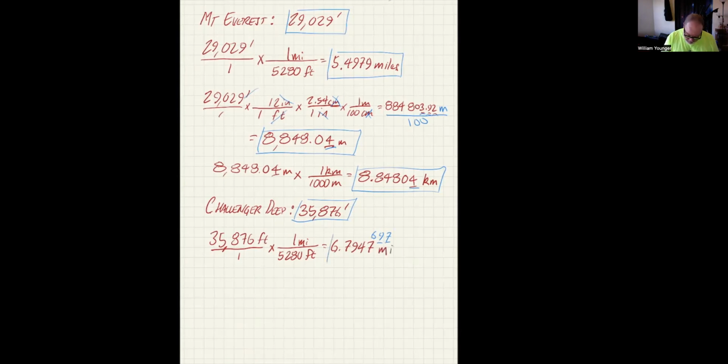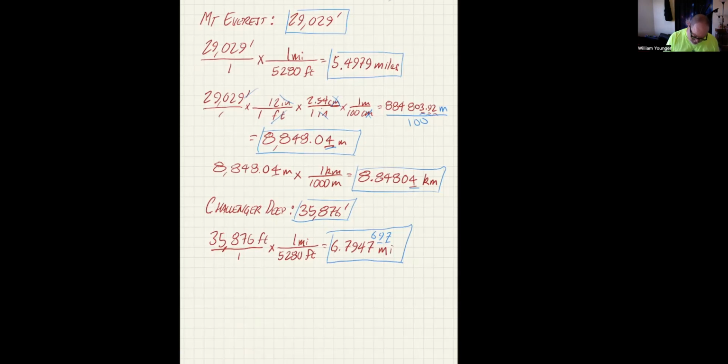So again, 6.7947. So you can see that the ocean's actually deeper than the tallest mountain is tall. So that's another kind of interesting thing. Now we have it in miles. I can now take the feet and convert it to meters.